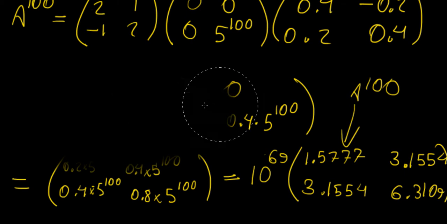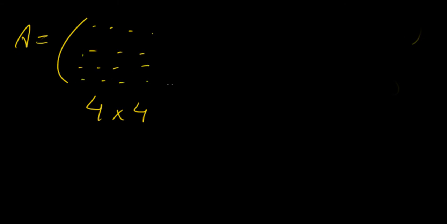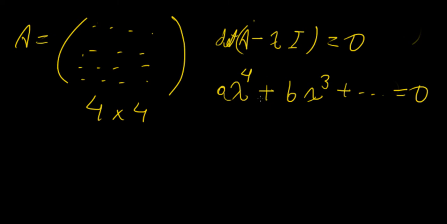Just to give you an idea, we can extend this to larger matrices. So for example, if we had a 4 by 4 matrix, then you would expect that our characteristic equation, the determinant equals 0, would allow us to find a quartic polynomial, which means that we will have something like a lambda to the 4 plus b lambda to the power 3 and so on equals 0. So this would be the characteristic polynomial.